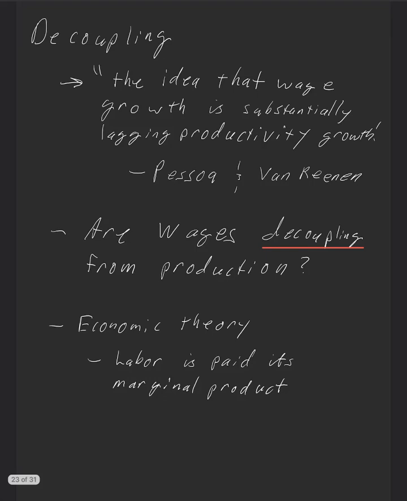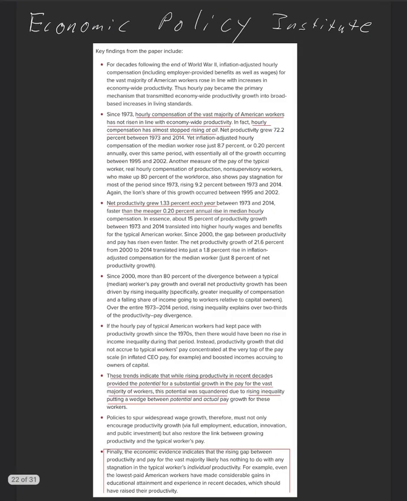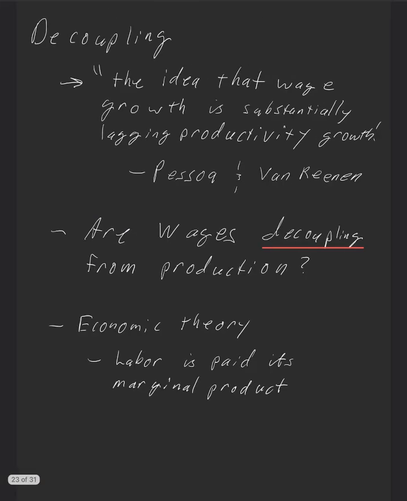Okay, this is what they call decoupling. Did they say that actually here? Okay, they don't call it that. The field calls that decoupling. Okay, so this is the idea that wage growth is substantially lagging productivity growth. So the question is, are wages decoupling from production?